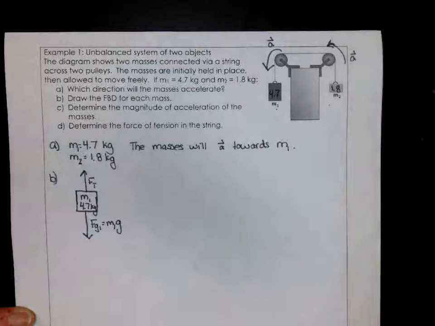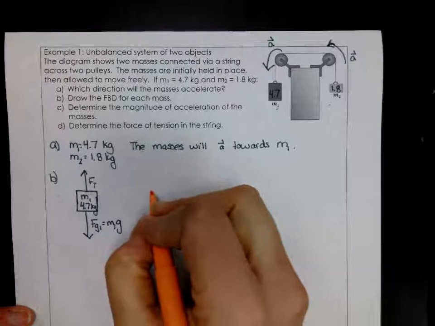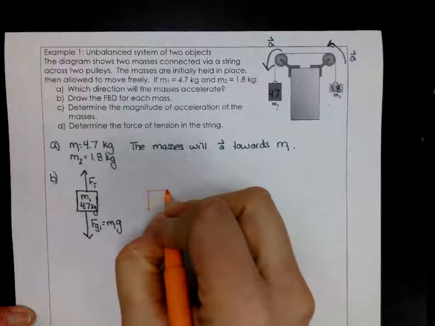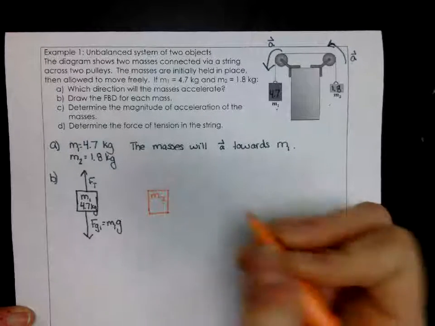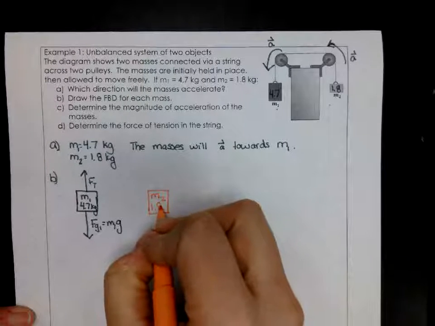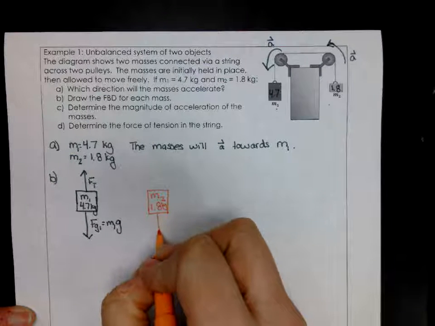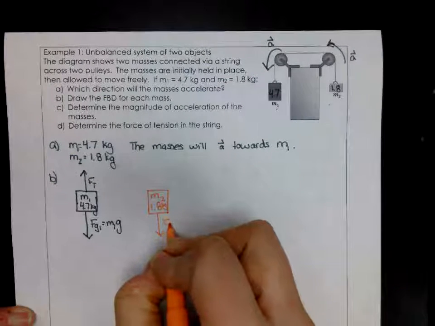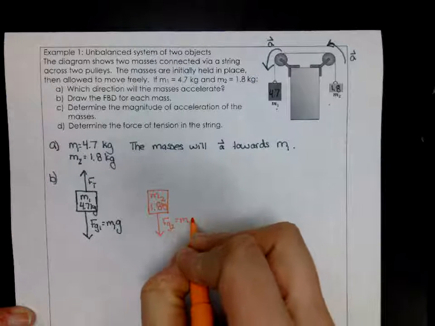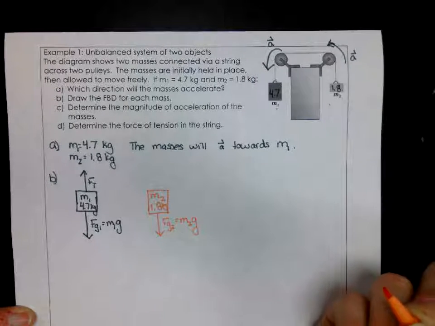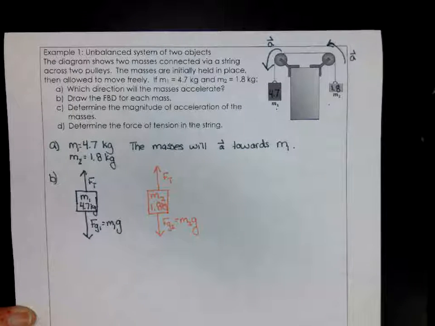All right, and then we're going to have our force diagram for number 2. This is our second mass, M2, and it's 1.8 kilograms. We know that the force of gravity is also pulling this one down. So the force of gravity of 2 is equal to the mass of 2 times gravity. And we know the force of tension is holding it up.